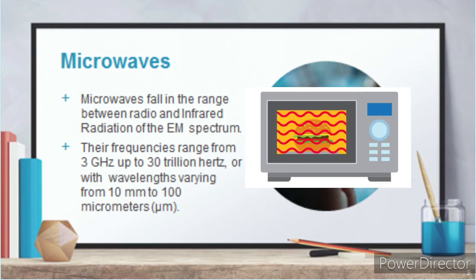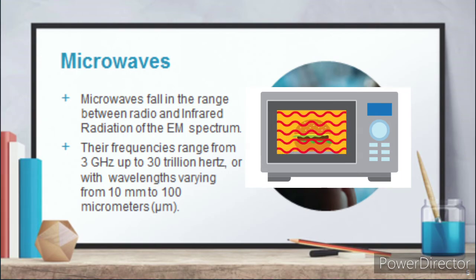Microwaves fall in the range between radio and infrared radiation of the EM spectrum. These are used for high bandwidth communications, radar, and as a heat source for microwave ovens and industrial applications. Their frequencies ranges from 3 GHz up to 30 trillion Hz or 30 terahertz. Their wavelengths vary from 10 mm to 100 micrometers.